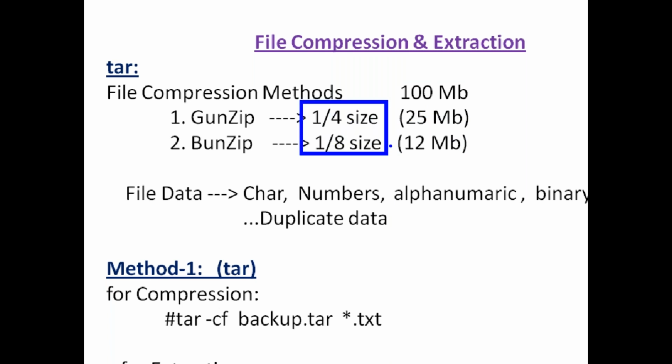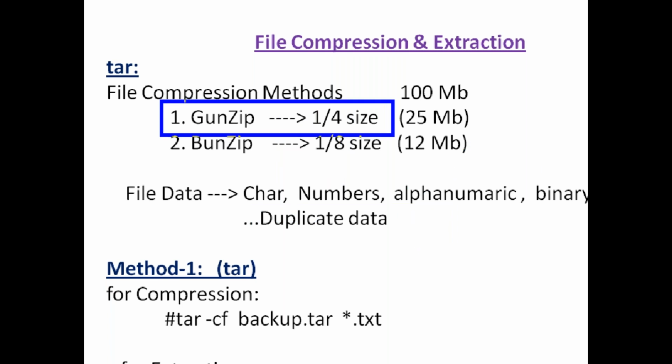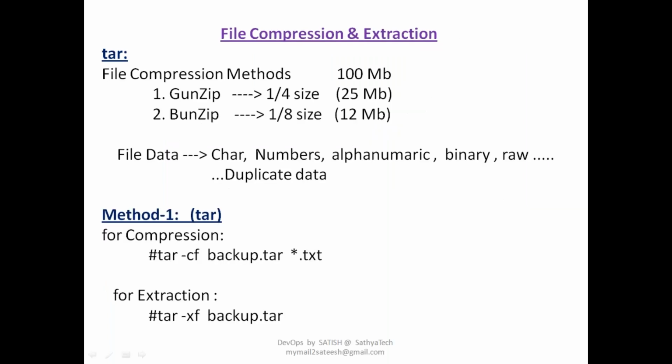It will change. It depends on your file data, whether the file contains character data, number data, alphanumeric values, or binary values, especially duplicate values. So these file sizes will vary, but in general, gunzip can get the file size down to 1/4, and bunzip can get it down to 1/8.